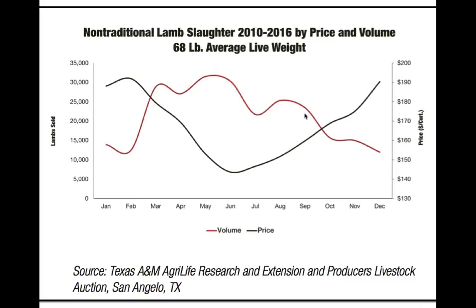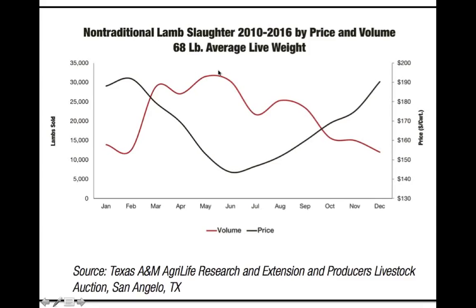And this graph dictates that quite well. This is a graph that was put together by some colleagues of mine here at the San Angelo Research and Extension Center. Bill Thompson was probably the most influential in putting this together, and he keeps a lot of this data current on our website at sanangelo.tamu.edu. But what this shows is the volume of lambs that are sold at the livestock auction here in San Angelo and the price of those lambs throughout the year. So the volume is in the red line.